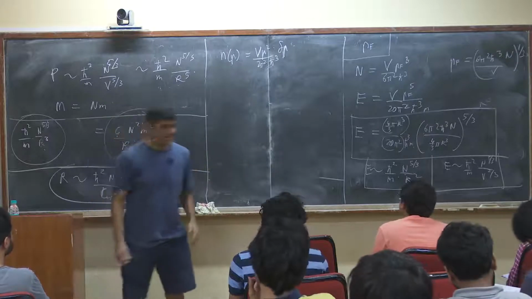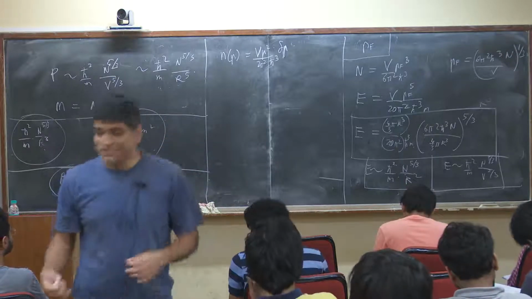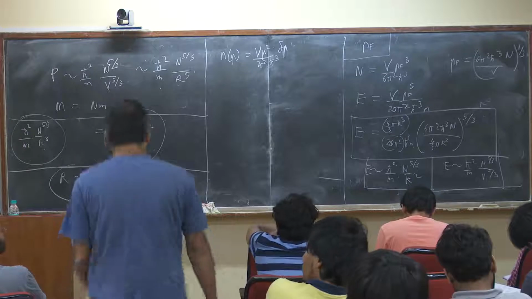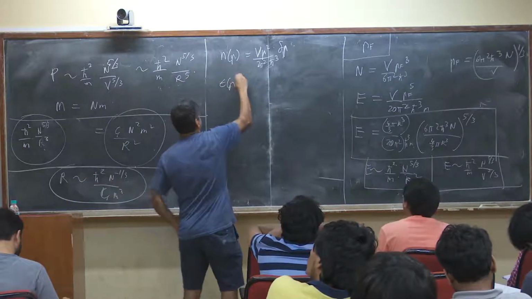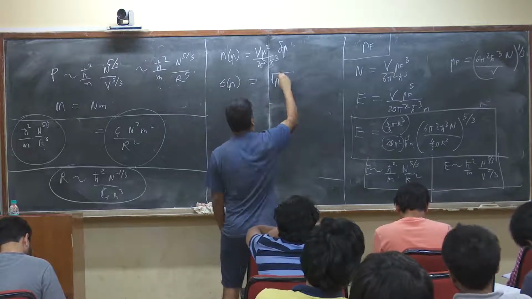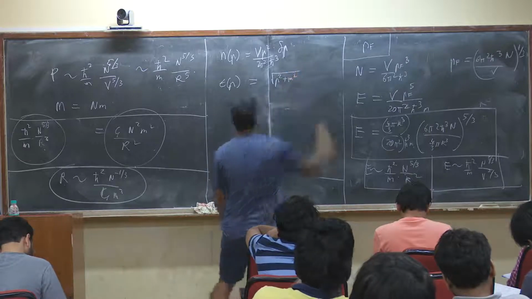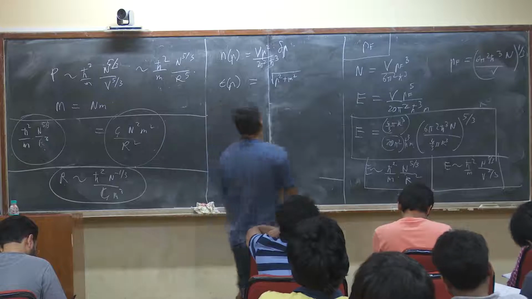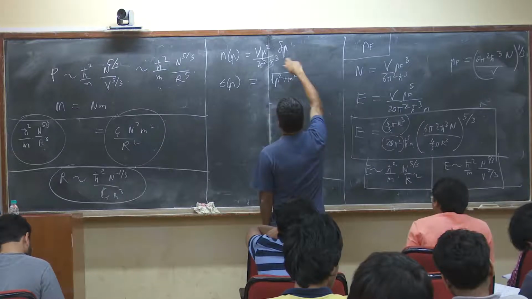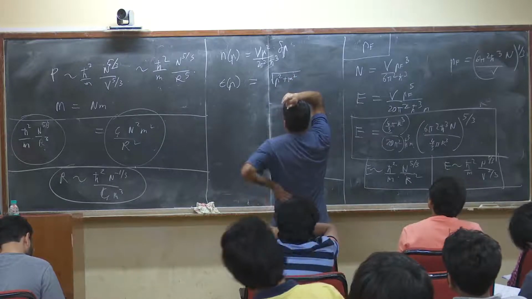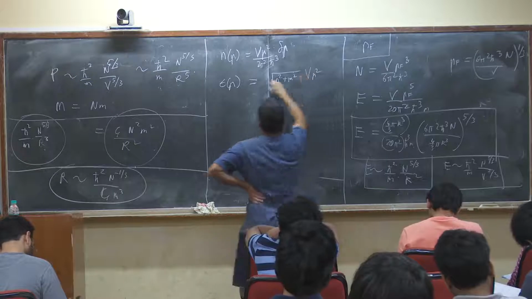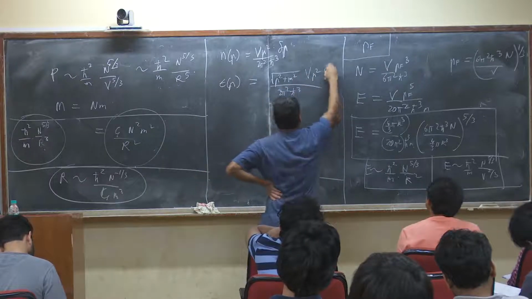What has changed is what Upmanyu said. What has changed is the formula for the energy as a function of P. So E of P is equal to the square root of P squared plus M squared, times V P squared by 2 pi squared h bar cubed delta p.